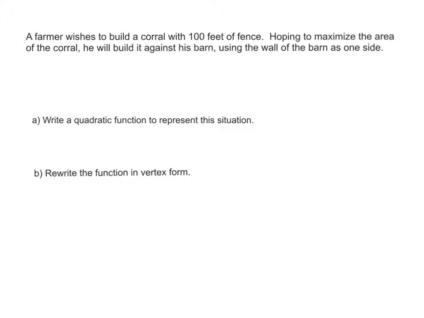This one says, a farmer wishes to build a corral with 100 feet of fence. Hoping to maximize the area of the corral, he will build it against his barn using the wall of the barn as one side. So he only has 100 feet of fencing. He wants the biggest corral he can have. So instead of making a rectangle, he's only going to build 3 sides of fence. So it's going to look like this. Here's the barn. And then he's going to build a corral on the side of it like that. We're assuming the barn is as long as it needs to be.